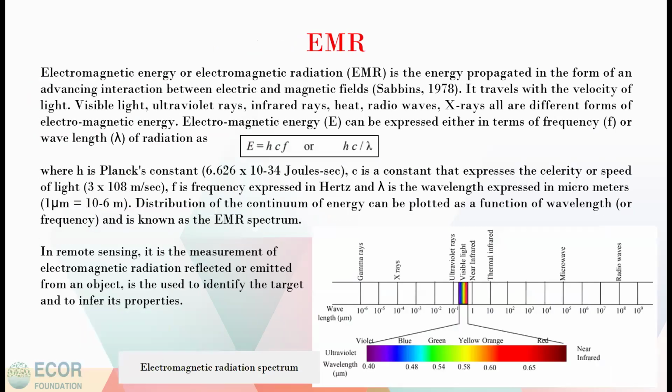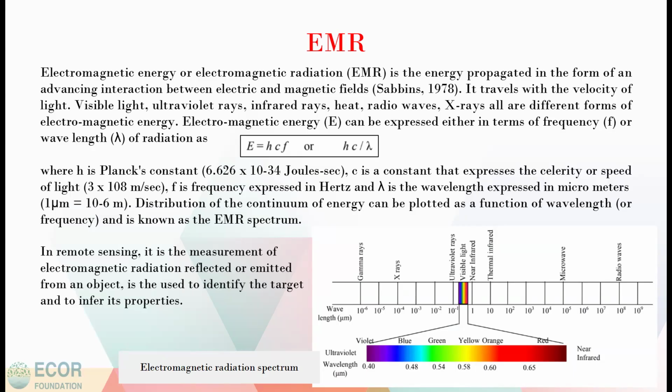So understanding electromagnetic radiation is very important for the basics of remote sensing. Electromagnetic radiation is a type of energy that moves through space as waves created by interaction between electric and magnetic fields. It travels at the speed of light and comes in many forms like visible light, ultraviolet radiation, infrared, radio, and even X-rays.